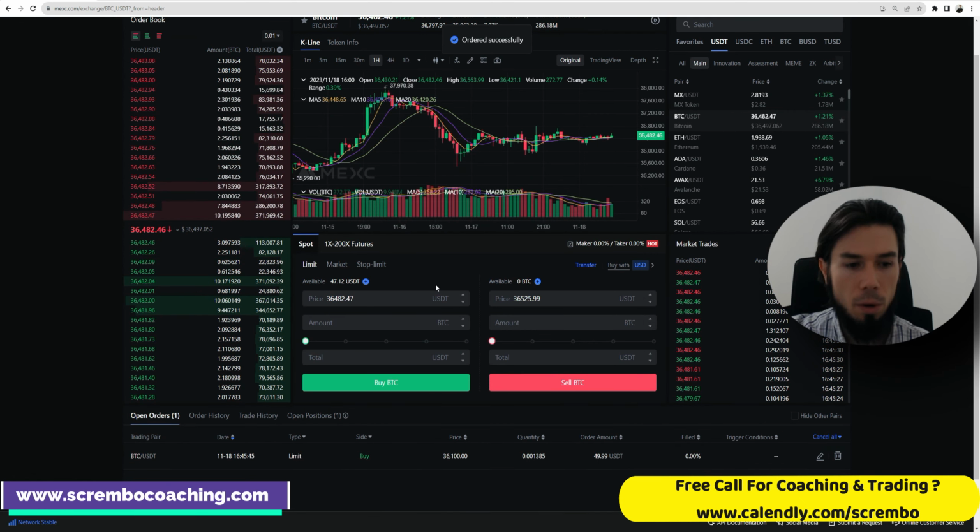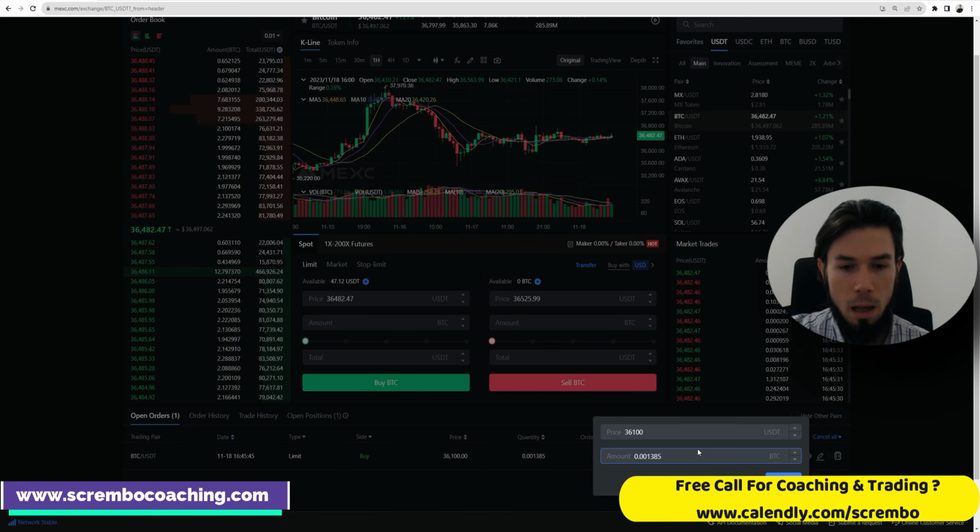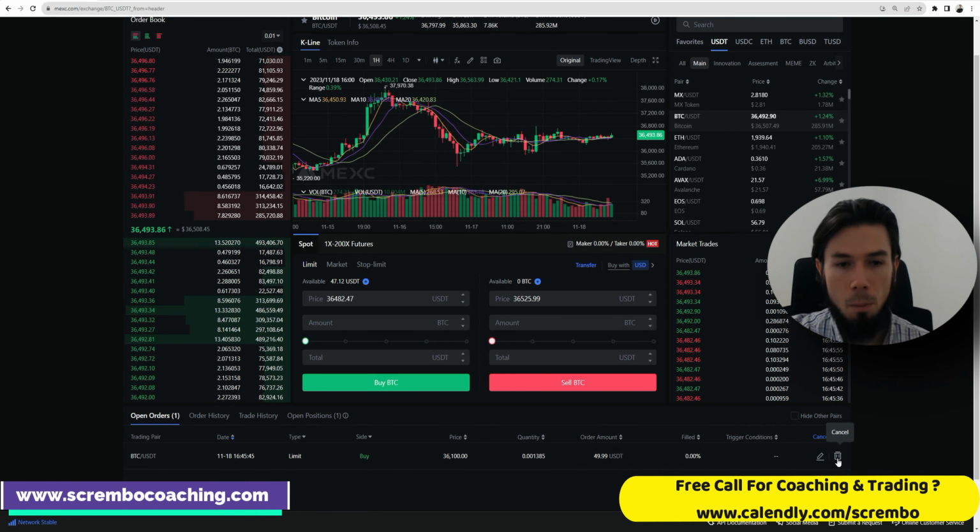Very simple and straightforward. The type is a limit order, the side is buying, the price is 36,100. That's the quantity of Bitcoin, this is the order amount in USDT, and 0% has been filled. There is a little pen here which allows you to edit your position, like the price and amount, and then you can confirm. And there is the little bin, which allows you to cancel your position and delete it, which makes it untriggerable. It will not get triggered.